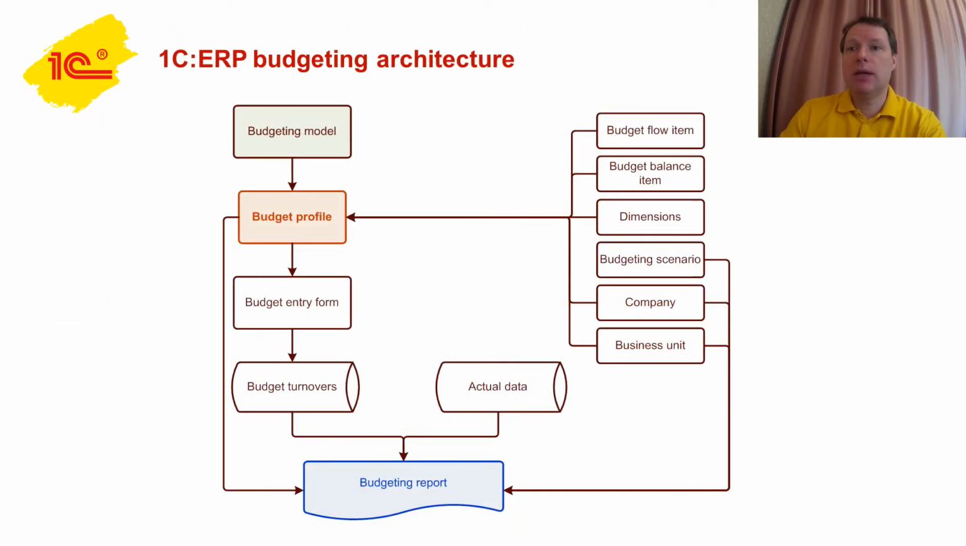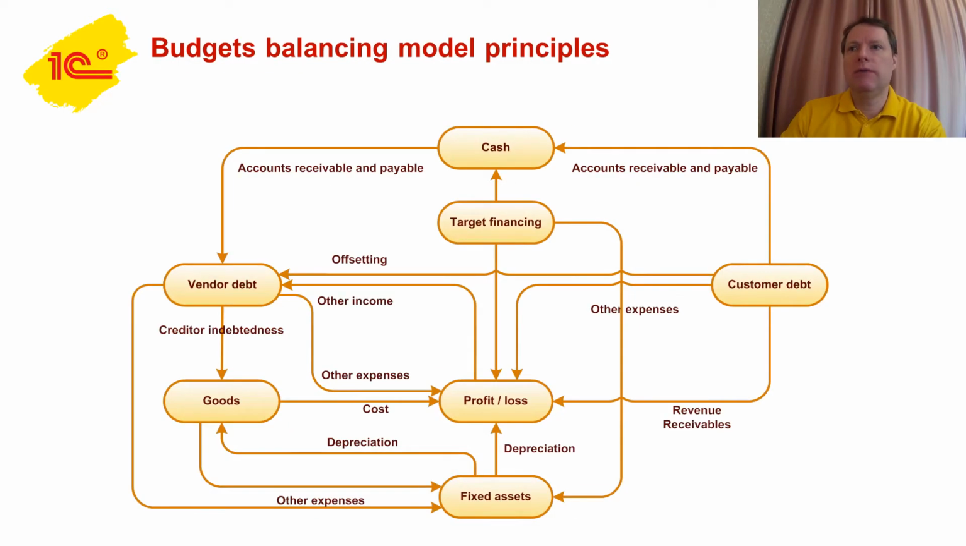Here is a budgeting architecture scheme. A budgeting model is a container of the budget forms and reports. We create budget profiles which describe the hierarchy of budget items and dimensions. Then we create the budget entry forms with plan data, and we have data for budget reports and plan-fact analysis.